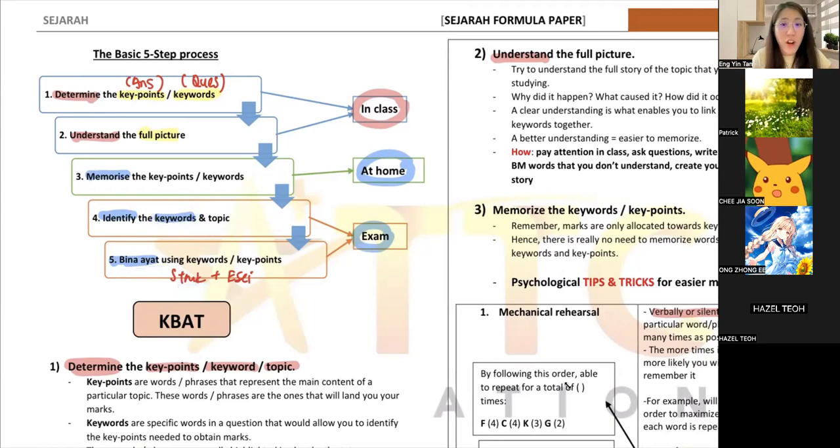Now remember, in Sejarah, it's just very brief. It's not a BM exam, so no need to be so worried about the tata bahasa, the wording and everything. Just short and simple sentences will be good enough.